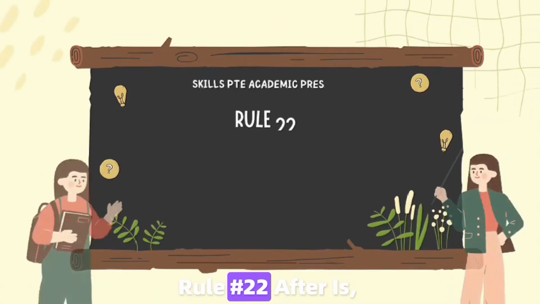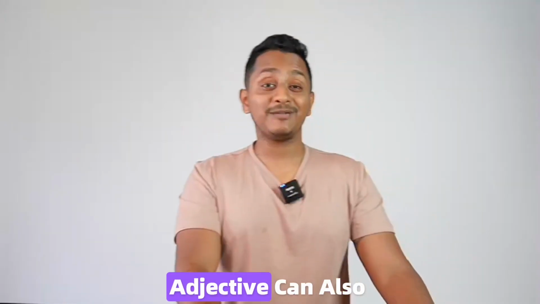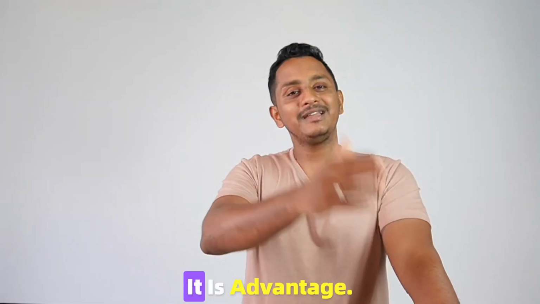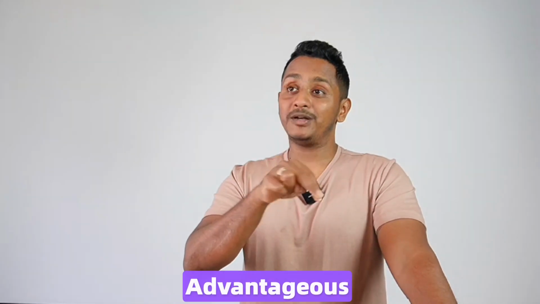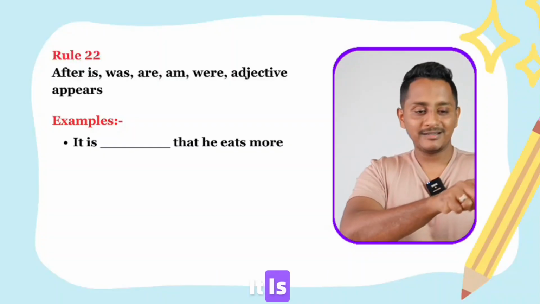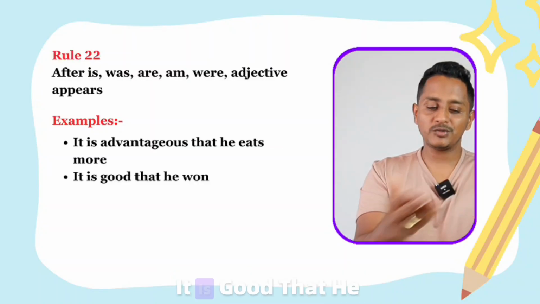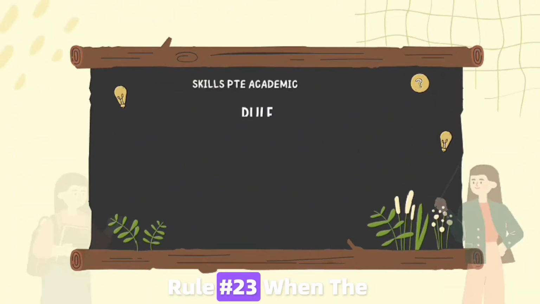Rule number 22. After is, are, was, were, am, an adjective appears. He is good, he is bad, he is strange, he is unique. They are strange, they are unique. It is advantageous. The advantage. Advantageous position, good position, advantageous is an adjective. It is dash that he eats more: advantage, advantageous, advantageous has to come. It is good that he won. After is, was, are, am, were, an adjective can come. Remember this.